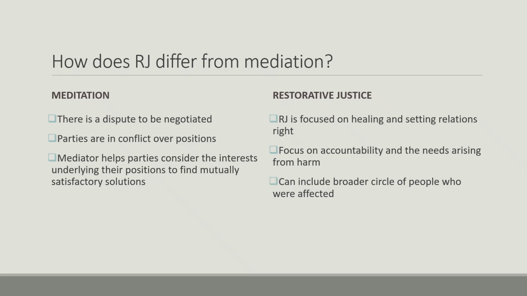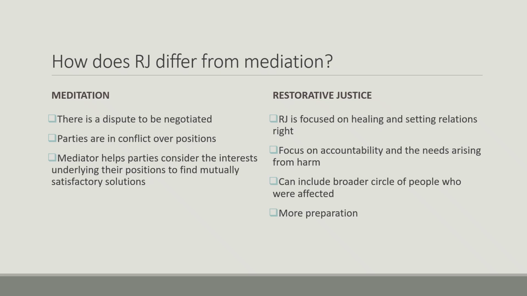Another unique thing about restorative justice is that it can include a broader circle of people who were affected by an incident of harm. For instance, if you think about breaking and entering, where the person whose home was broken into suffered harm and is the official victim, but neighbors may have been affected as well. Restorative justice could be an opportunity for those neighbors to be involved in the process. Finally, restorative justice often includes more one-on-one prep with the parties individually than mediation does.